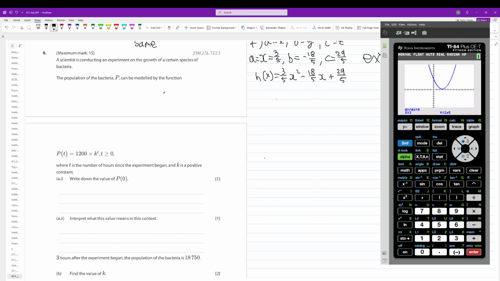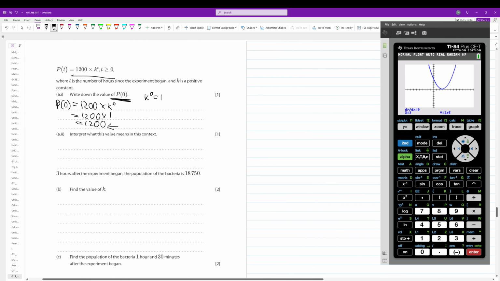The population of the bacteria P can be modeled by the function blah blah blah blah blah, where T is the number of hours since the experiment began. Write down the value of P of 0. Nice and easy. P of 0 is 1200 multiplied by K to the power of 0. K to the power of 0 is 1, so therefore that's 1200 times by 1, which is 1200. Nice and simple.